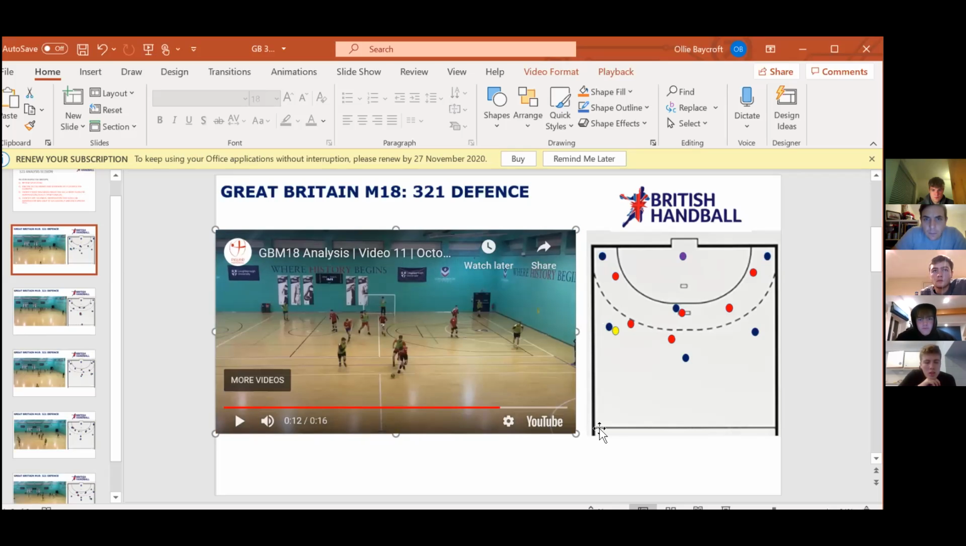Okay, so what we thought was, essentially, the point defender pushes up on the pass between the left back and the playmaker and gets an interception, who I think is Alex Trent. So we thought this was a good thing with the 3-2-1, as all options for the left back were closed off. So his only option was to try and pass to his centre.